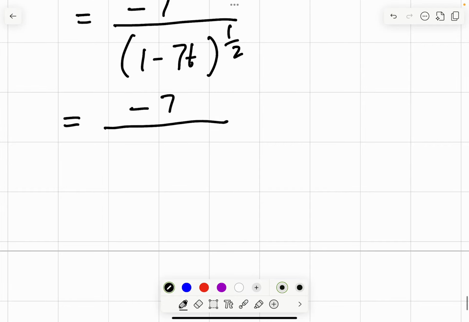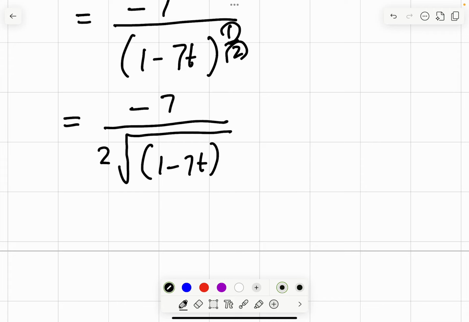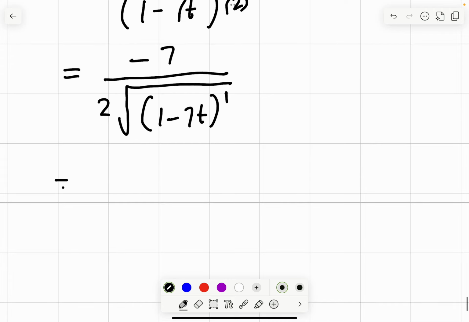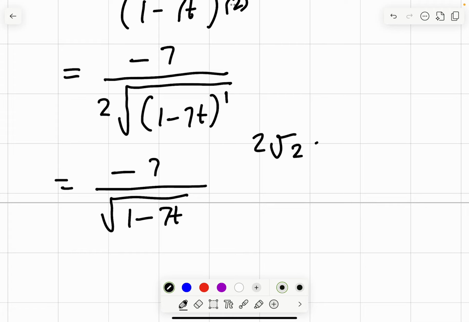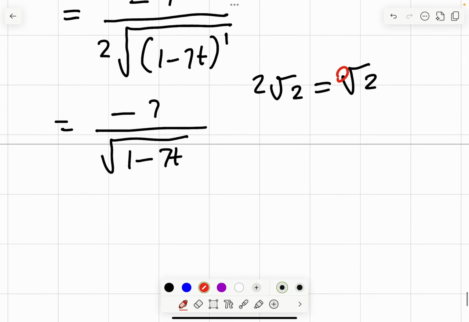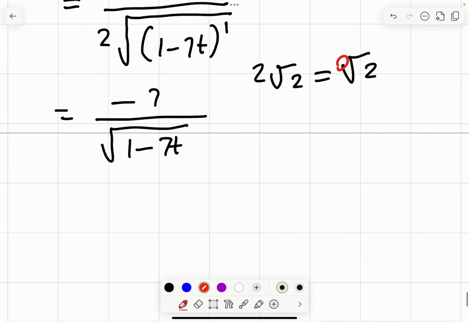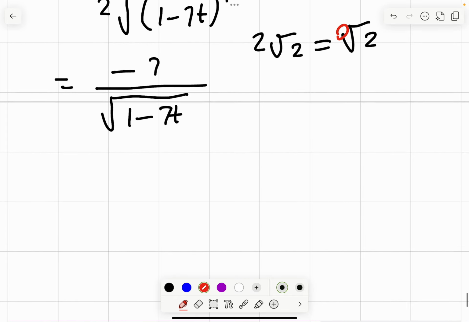I take the 2, put it outside the square root, then I keep the function. Therefore, my answer is going to be negative 7 over 2 square root of 1 minus 7t. Square root, like this, is the same as root 2. This 2 is always invisible here. Keep that in mind. Don't be surprised, it's the same thing. Even if you press a calculator, you will get the very same answer.